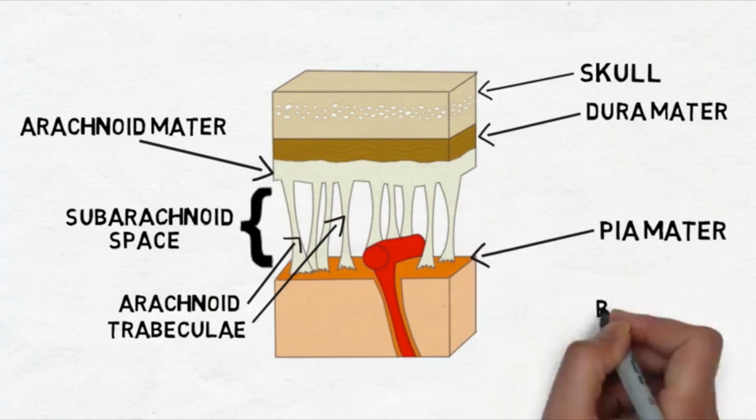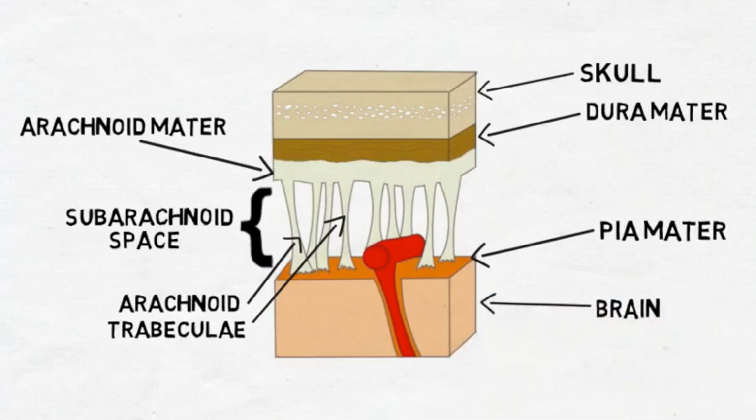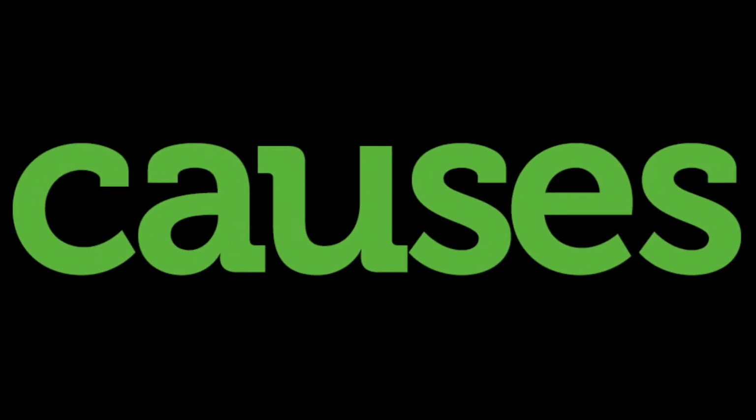It is a thin layer. It forms a tight membrane around the brain and spinal cord, acting as an additional barrier and aiding in the secretion of cerebrospinal fluid. And now let's discuss the causes of meningitis.